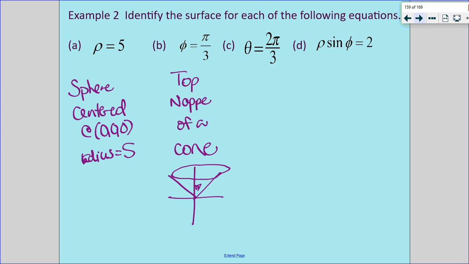And this angle is pi over 3. So that's pretty tiny. Good.